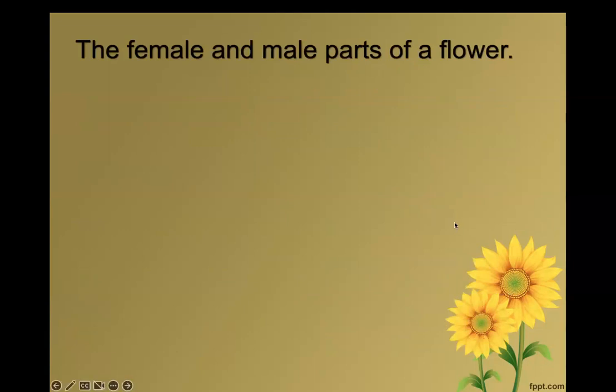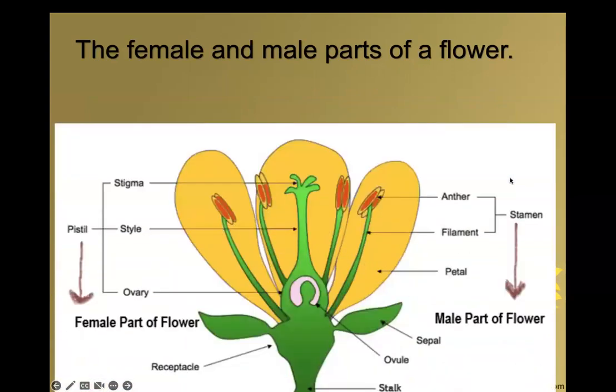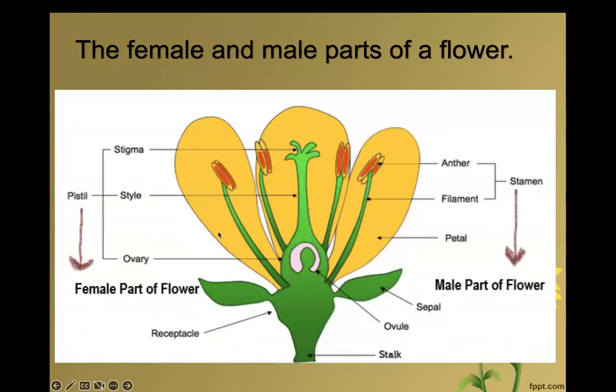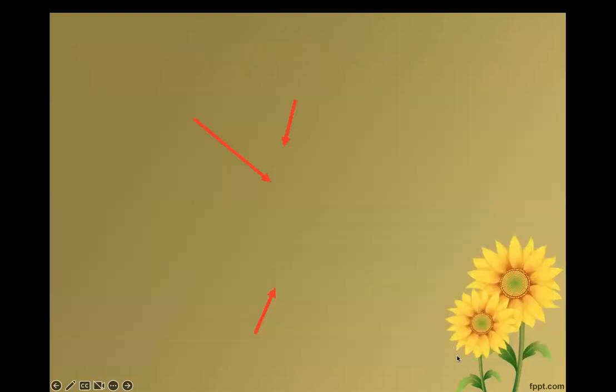Knowing that a flower has male and female parts, let's try to discuss them. To the left section of this are the female parts, while on the right are the male parts. The female part of the flower is the pistil, while the male part of a flower is the stamen. So, pistil and stamen. Remember that. So you have the stalk, the sepal, the receptacle, and the petals. All of those yellow things are the petals.